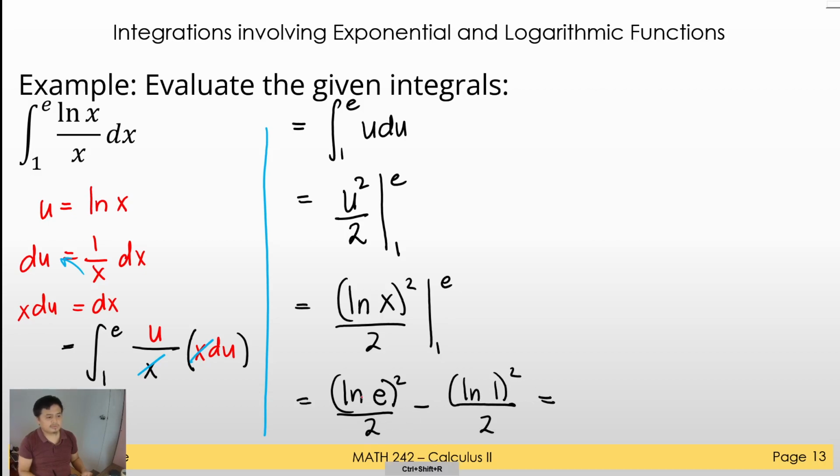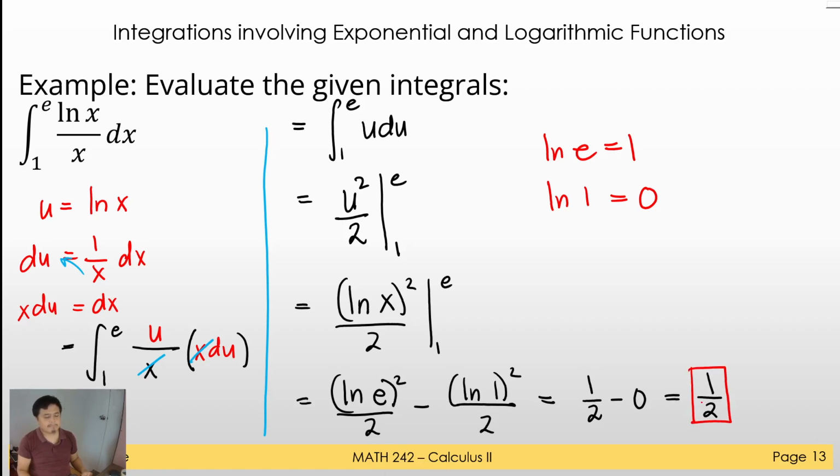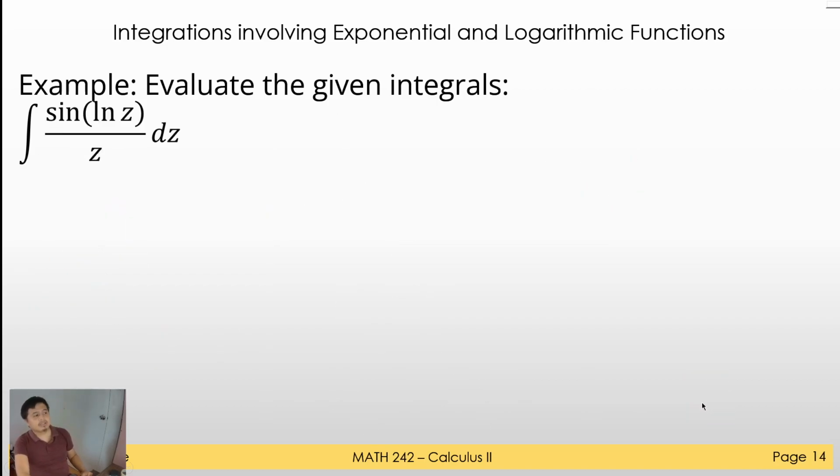So ln e is equal to what? So ln e is actually equal to 1. Parang nagka-cancel out siya. And then ln 1 is, we know, 0. So this will be 1 squared over 2, which is 1/2, and then minus 0. Therefore, this is 1/2. Okay.